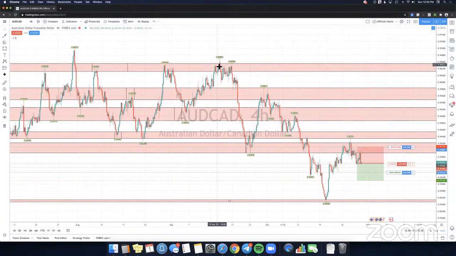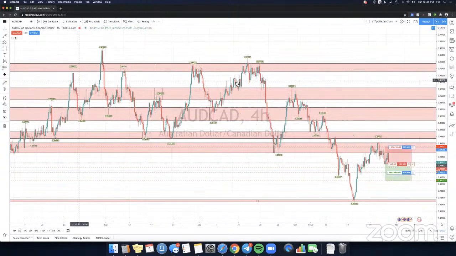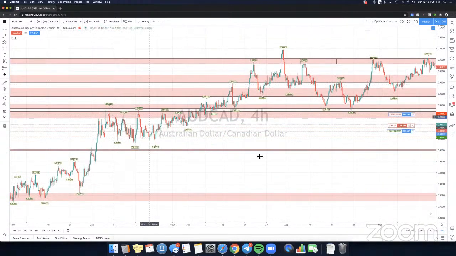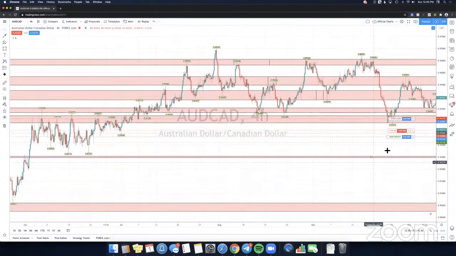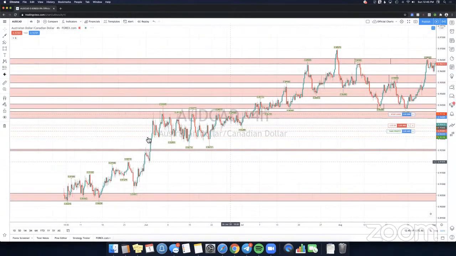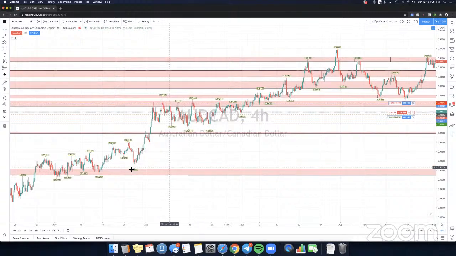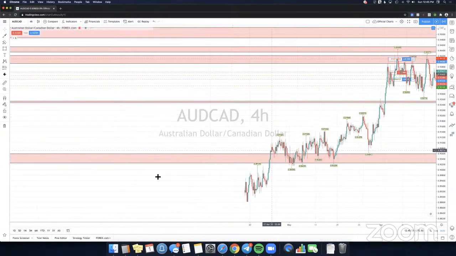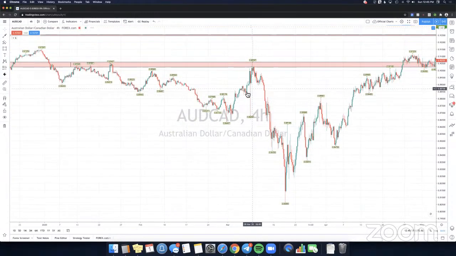Like you can see this upper zone right here was tested in September. It was tested again in August, again in July, and so on. We just created this lower zone right here today, but you can see that this lower zone was tested way back in May. And this lower zone down here was tested way back in April. Even if you go farther back, you can see that history always repeats itself.